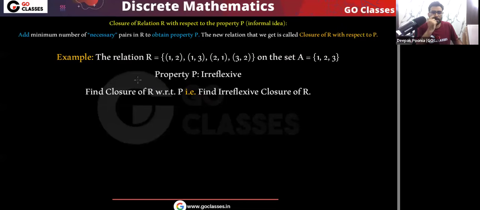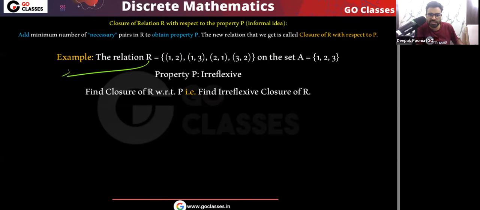So tell me one thing. This relation R, did you notice? This already has this property irreflexive. So if you add the minimum number of necessary pairs to bring this property, then basically you don't need to add anything. This relation already has the irreflexive property, so I don't need to add anything. This relation is closure of itself. This relation is irreflexive closure of itself.